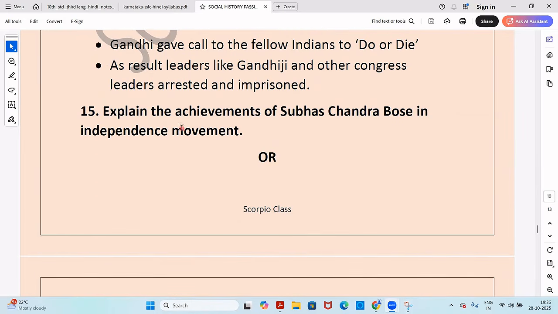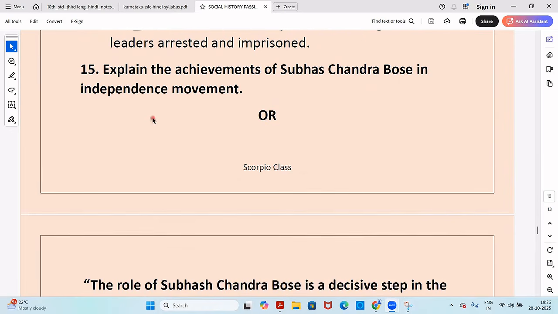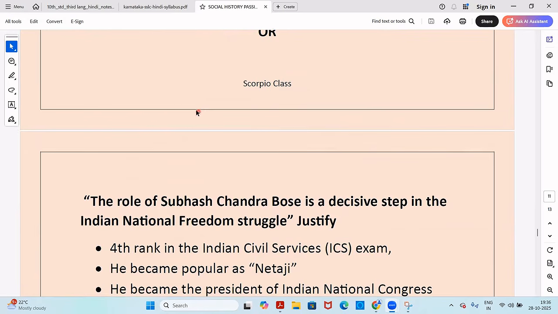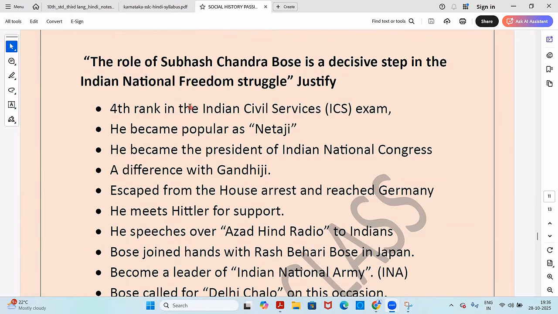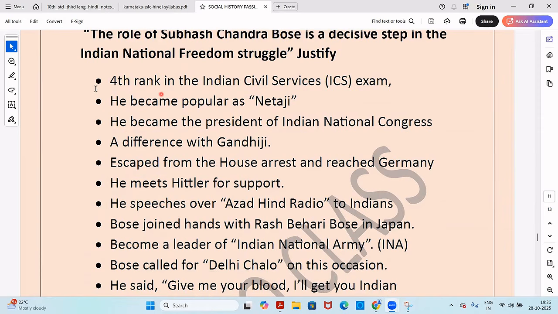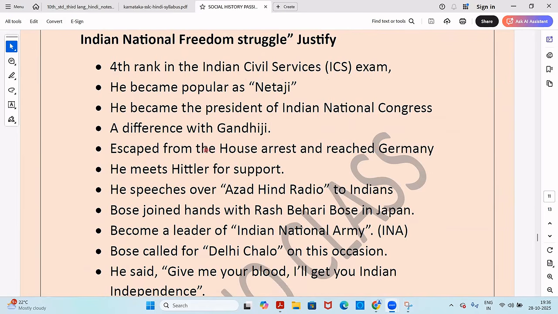Next, explain the achievements of Subhash Chandra Bose in independence movement, or the role of Subhash Chandra Bose is a decisive step in the Indian national freedom struggle. Justify. Okay, so answer, it is all about Subhash Chandra Bose, right? He got fourth rank in the Indian Civil Service ICS exam. He became popular as Netaji. He became the president of Indian National Congress and he had a difference with Gandhiji.